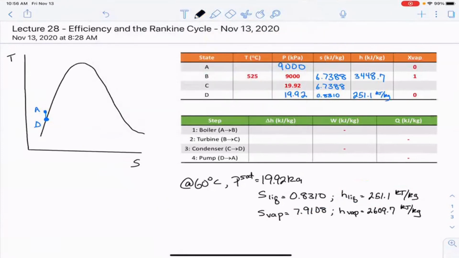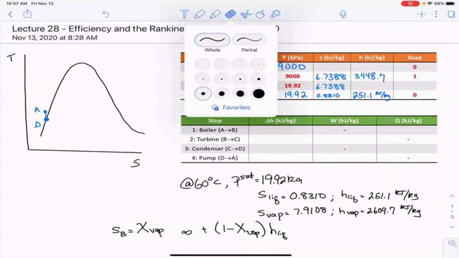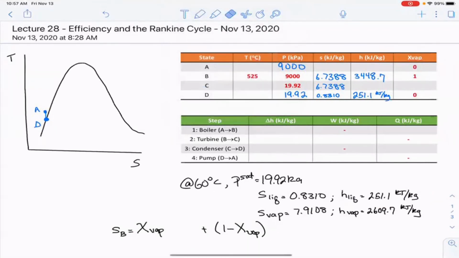Now, to find the enthalpy at state C, which is really the thing that we're after, we need to find the fraction. So the entropy at B, we know, has to be equal to the fraction of water that's in the vapor phase times the entropy of saturated vapor plus the fraction in the liquid phase, which of course is just 1 minus the fraction in the vapor phase, times the entropy of the liquid. Oh, sorry. Entropies, right? Not enthalpies. We'll get to enthalpies in a minute. Sorry about that, guys.